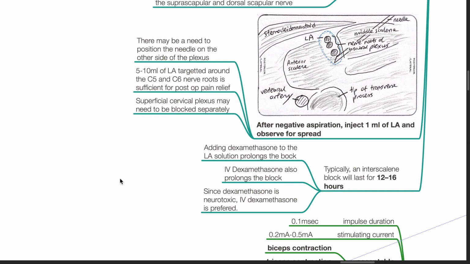Typically, an interscalene block will last for 12 to 16 hours. Adding dexamethasone to the LA solution prolongs the block. IV dexamethasone also prolongs the block, and since perineural dexamethasone may be neurotoxic, IV dexamethasone is preferred.